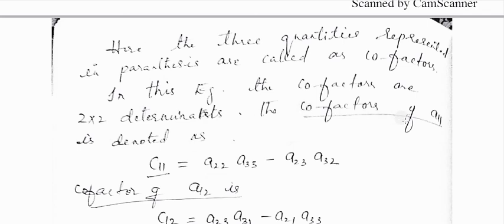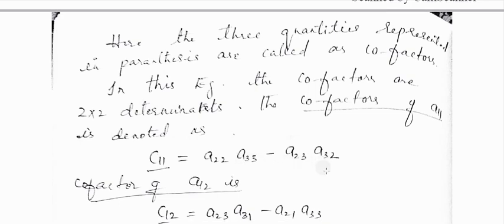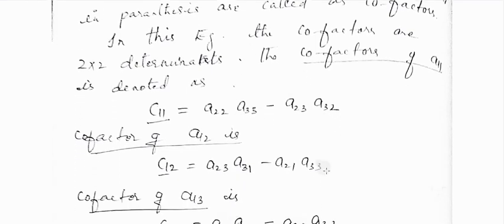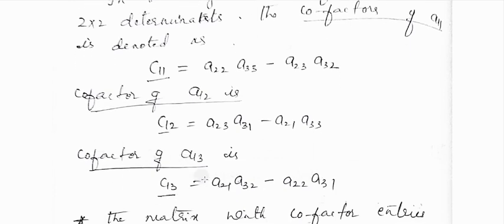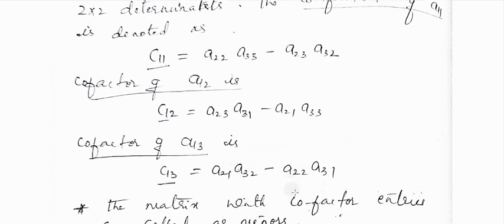Therefore the cofactors are: the cofactor of A11 is C11, equal to A22 A33 minus A23 A32. The cofactor of A12 is C12, equal to A23 A31 minus A21 A33. And the cofactor of A13 is C13, equal to A21 A32 minus A22 A31.